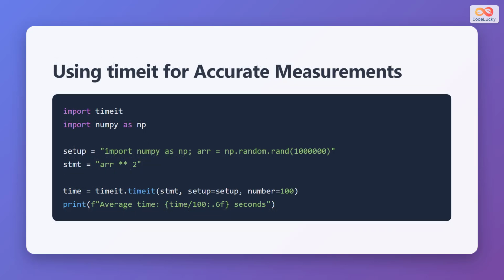For more accurate measurements, use the timeit module. This is Python's standard tool for benchmarking small code snippets. Import timeit and NumPy. Define your setup code, which runs once before timing begins. In this case, import NumPy and create the array. Define the statement you want to time, such as r raised to the power of 2. Run timeit.timeit with your statement, setup code, and the number of repetitions. Here, number equals 100 means the operation runs 100 times. Divide the total time by 100 to get the average time per execution. This method is much more reliable than basic timing because it runs the code multiple times and accounts for system variations.